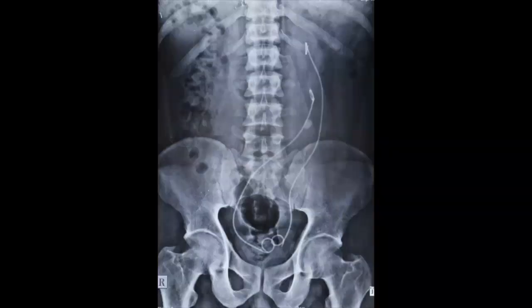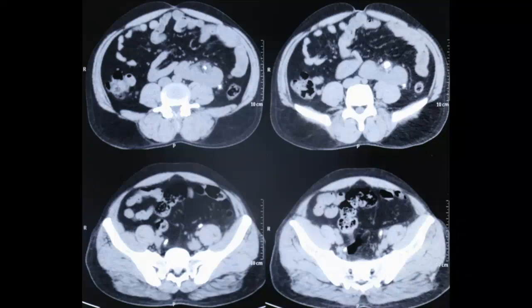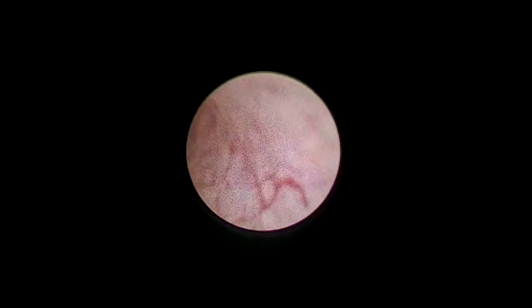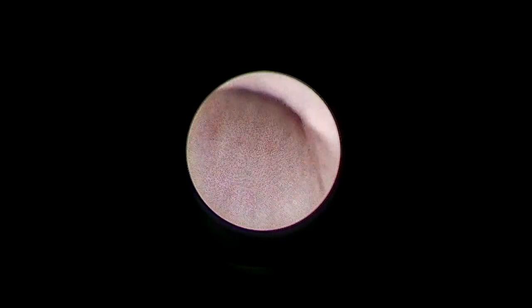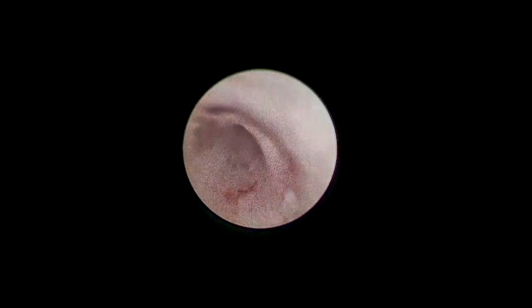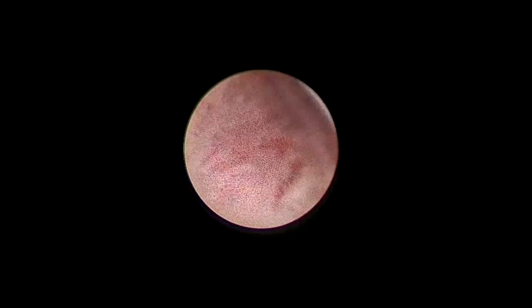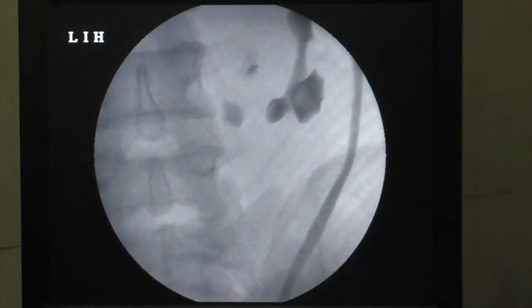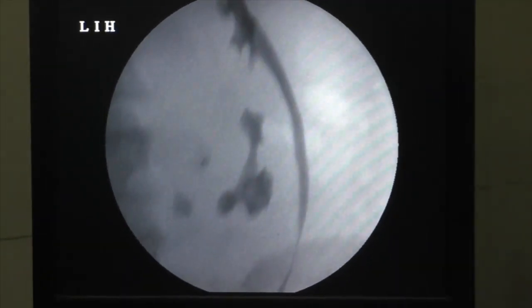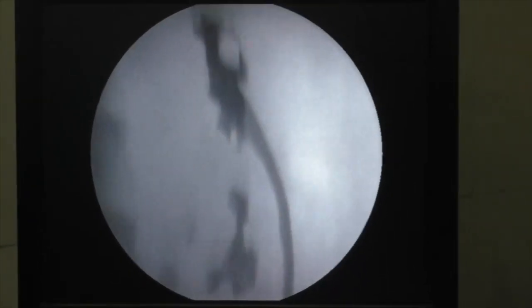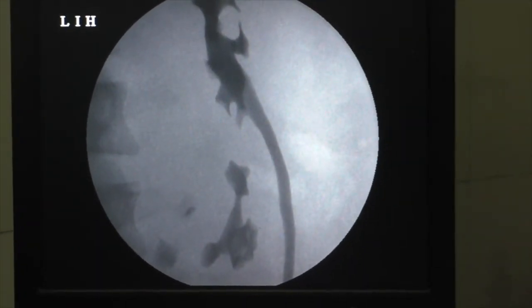A case of crossed fused ectopic kidney which was operated with anatrophic nephrolithotomy and PCNL on the two units which are present on the left side. Now the patient presented with residual stone with stent in situ. The upper moiety is in normal position, the lower moiety is crossed ectopic kidney. The stone was present in the right side crossed ectopic kidney which is present on the left side.